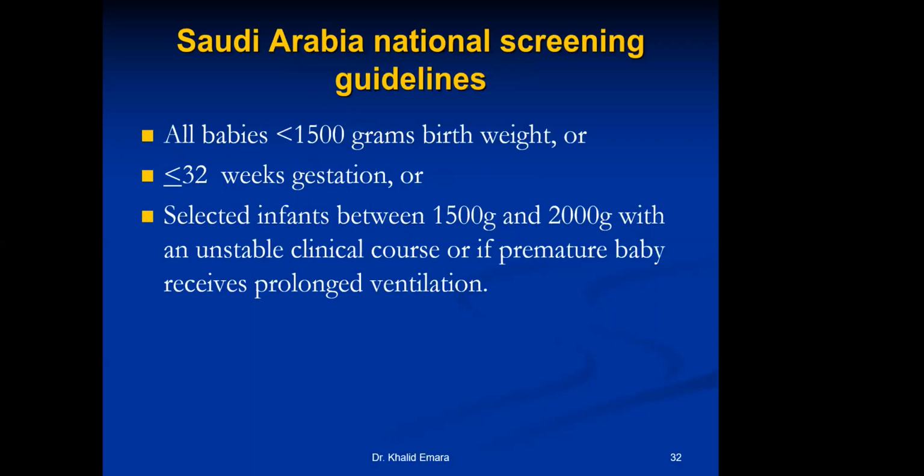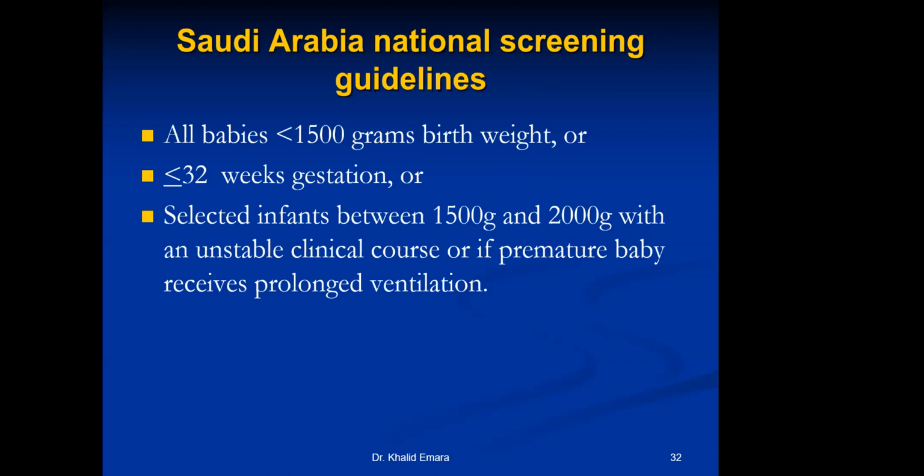These are the national guidelines for ROP screening in Saudi Arabia, which mean that all babies less than 1,500 grams or born less than 32 weeks of gestation, or selected infants between 1,500 grams and 2 kilograms with unstable clinical condition, or who have received prolonged ventilation, should go through the screening process for retinopathy of prematurity.